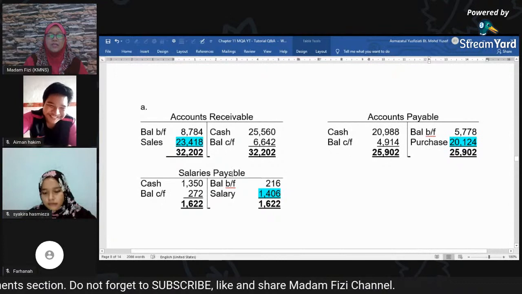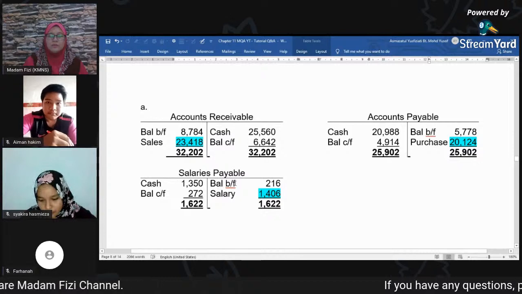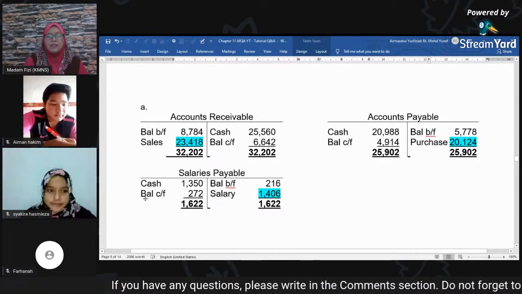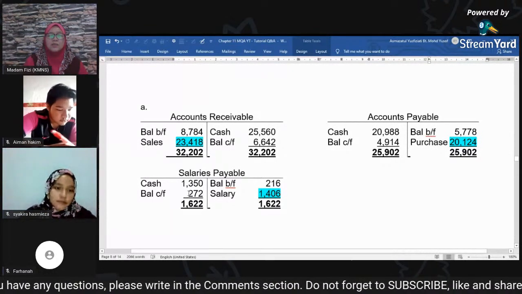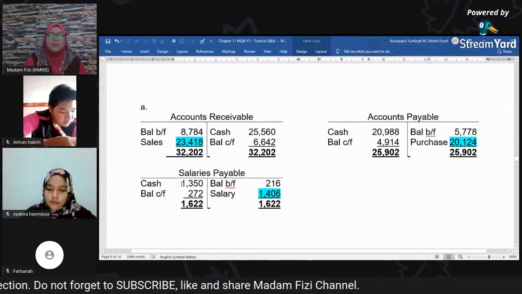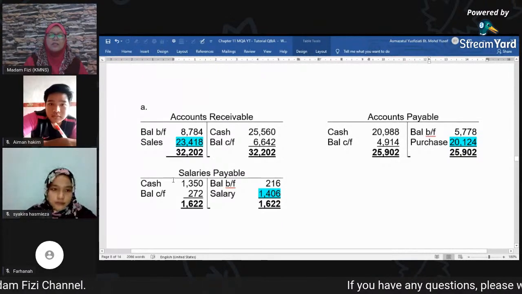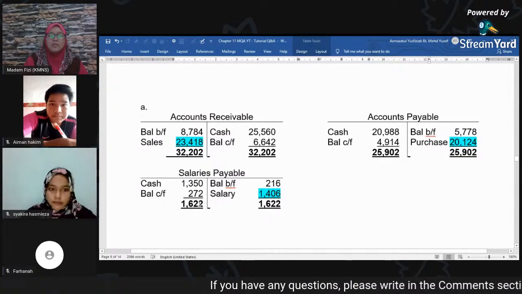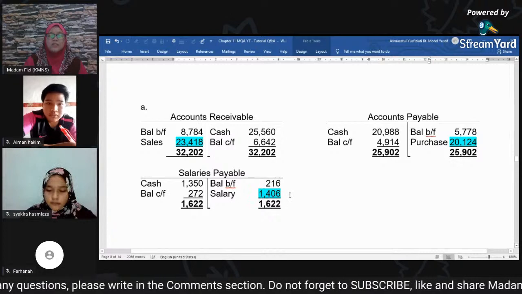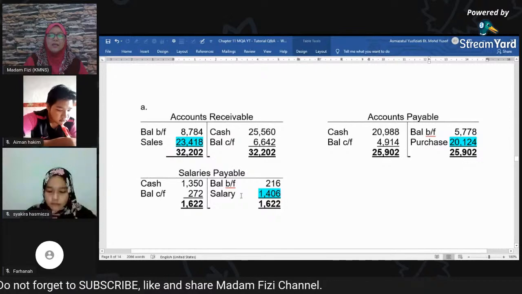And then for salary payable, because salary payable is a liability, so the balance brought forward must be at the credit side, 216. And then the balance carry forward 272. And then we have paid the salary 1,350 cash. So you balance the accounts left and right, 1,622. So the missing figure here is 1,406, that is salary expenses.